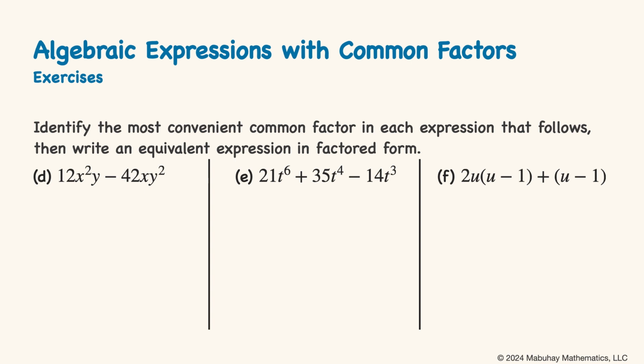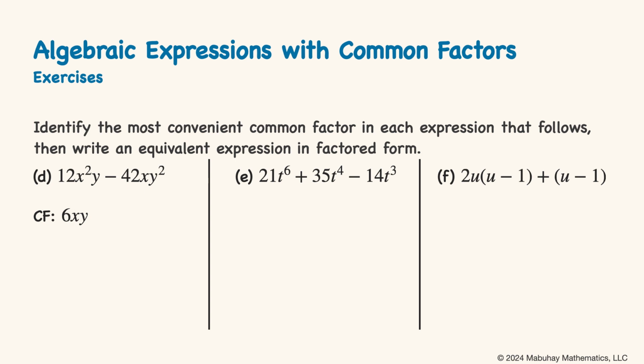Okay, similarly for y. The first term has y to the first, the second term has y to the second, and between the two exponents 1 and 2, 1 is less. And so we'll take y to the first as a common factor. So altogether, the common factor here that we want to pull out is 6 times x times y.